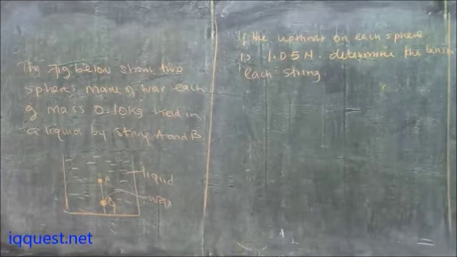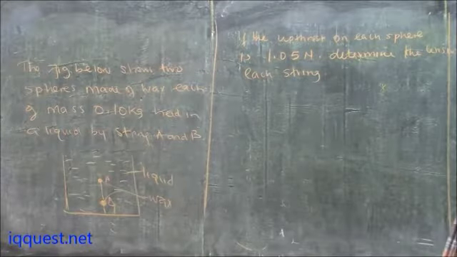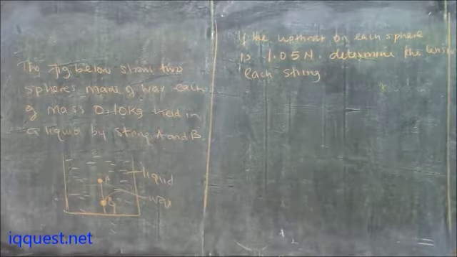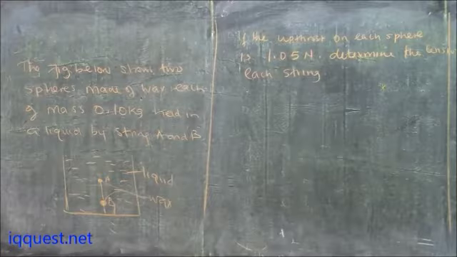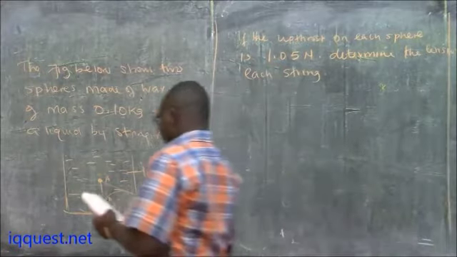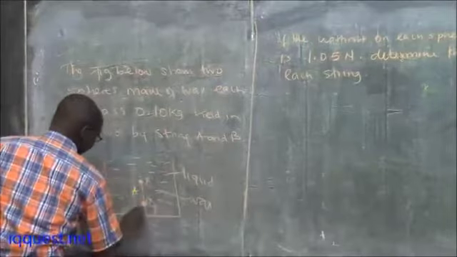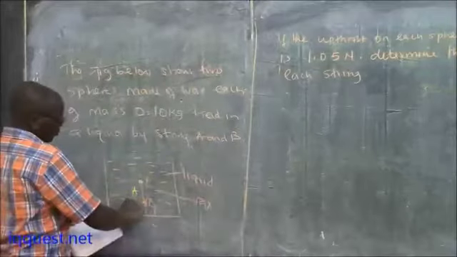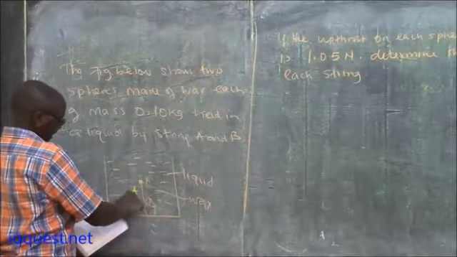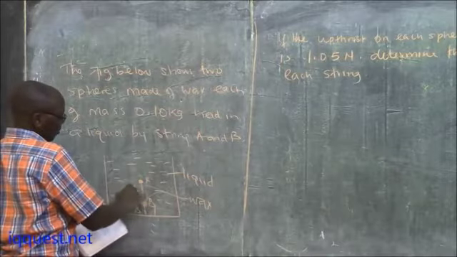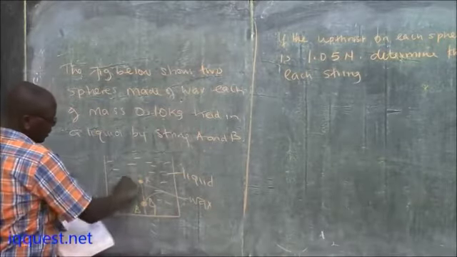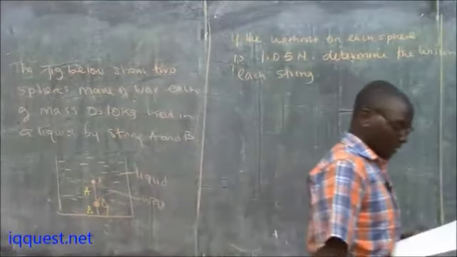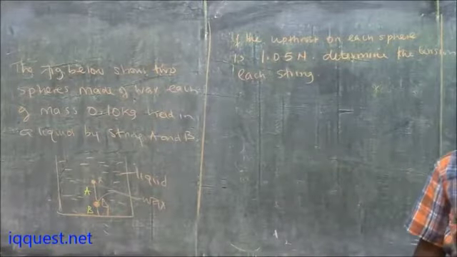We have two spheres that are made up of wax that are held by strings A and B, and you're supposed to get the tension in each string, that is string A and string B. The string B holds the sphere B. Then string A is attached to B and holds now A. You're supposed to take g as 10 meters per second squared. So that is acceleration due to gravity.